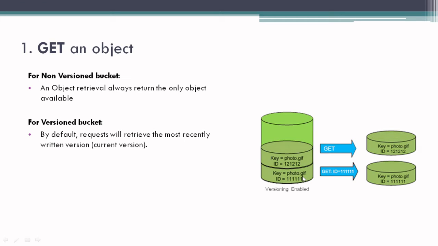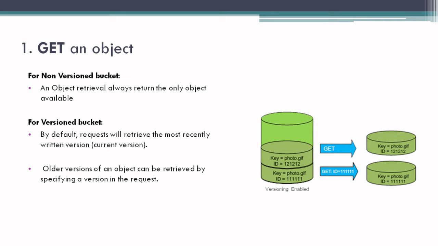If you want a specific version or an older version, you have to specify the version ID in your request. You can see here in the second arrow, you can call the get request with a specific ID like 111. Then you will get that particular object of that particular version. So older versions of an object can be retrieved by specifying a version in the request.